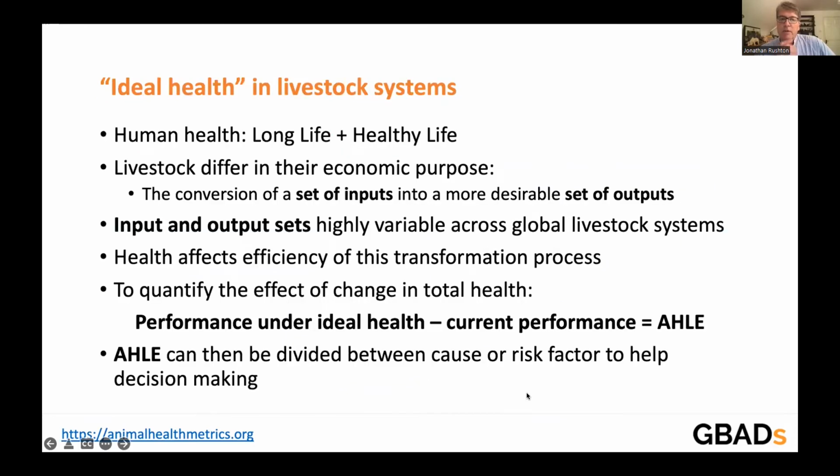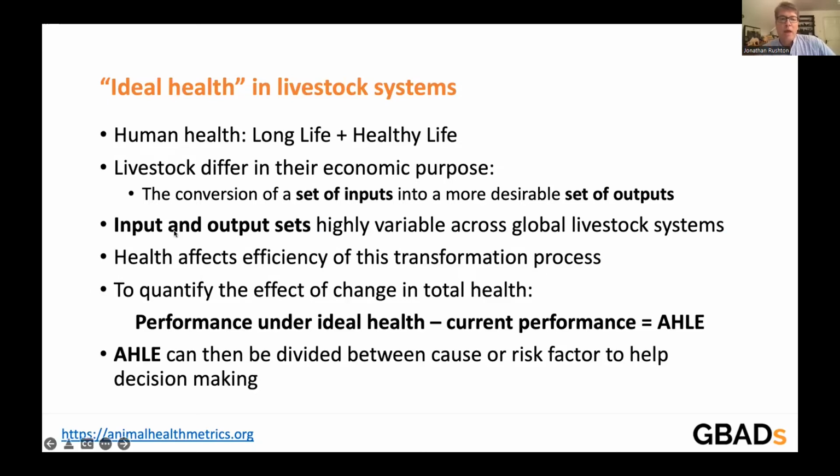That sounds all very straightforward, but we obviously have to think very carefully about how we set the ideal health in those livestock systems. In human health, with the Global Burden of Disease study that's led by the Institute of Health Metrics and Evaluation in Seattle, they've set their burden issues around a long life and a healthy life. With livestock, that's slightly different. With livestock, we're obviously keeping these animals for an economic purpose, and they're there to convert a set of inputs into a desirable set of outputs. They're adding value to the inputs that are going into that system.